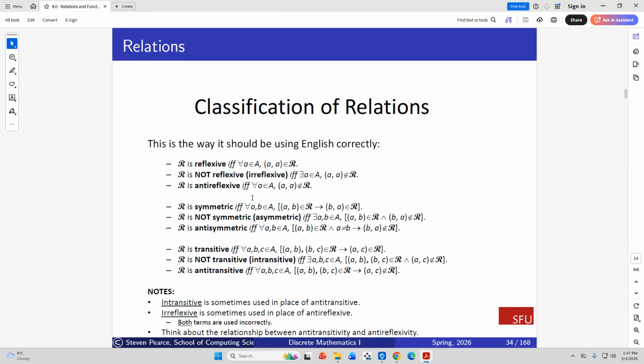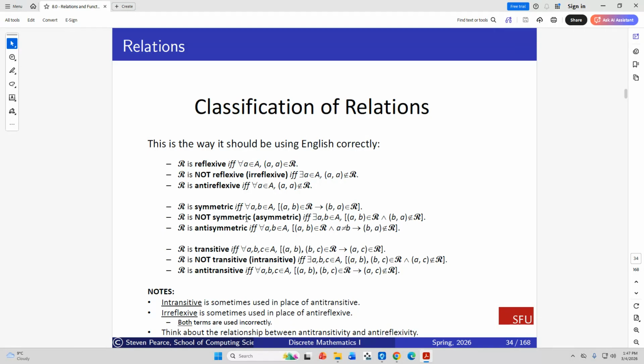Anti-reflexive, on the other hand, is a special kind of relationship: for all A, anti-reflexive means nothing's in there. There are no ordered pairs. So not reflexive and anti-reflexive is very confusing to most people. It was to me when I first learned it.